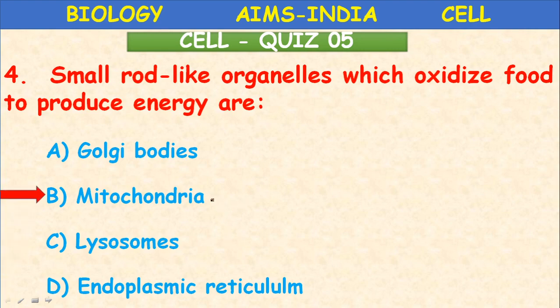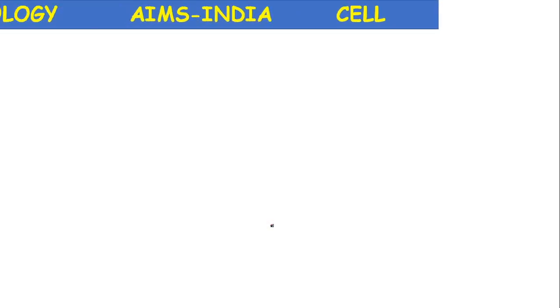Mitochondria. That's why they are called powerhouses of the cell. They produce energy in the form of ATP. What is ATP? Energy currency. Adenosine triphosphate. Okay, when food, which food? Digested food materials, when they reach the cells, these glucose, amino acids, fatty acids are oxidized to release energy. Okay. So mitochondria, B is the correct answer. Next.